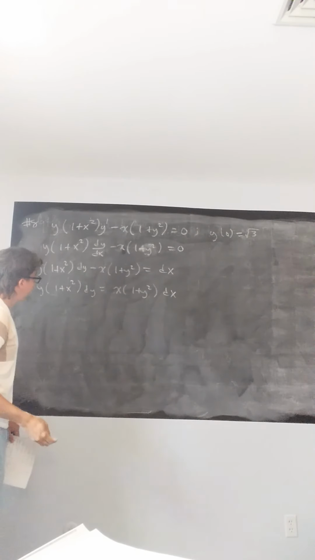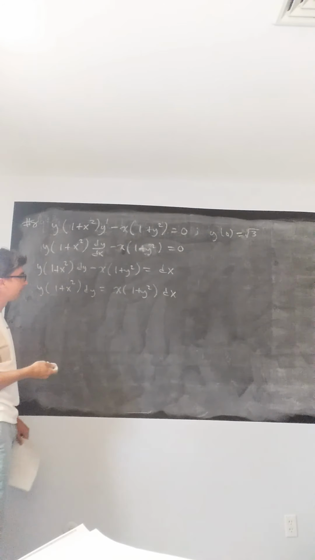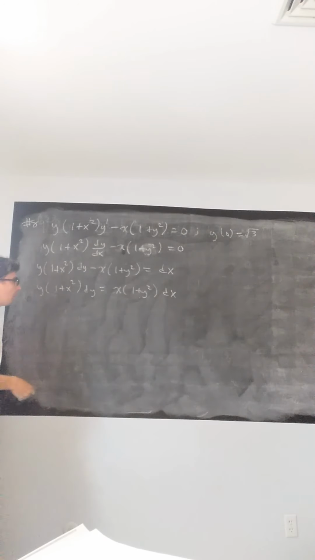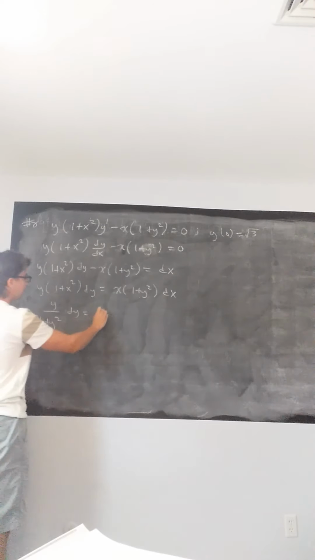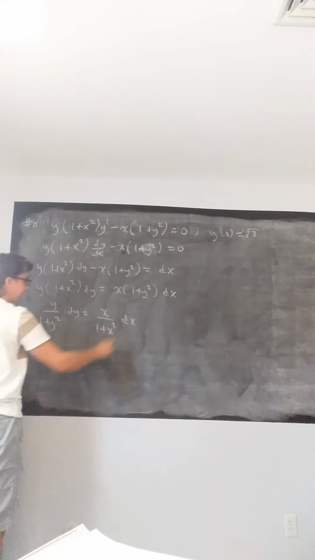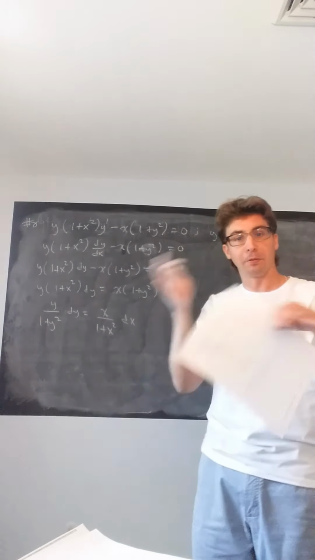And now we're in much better shape because we're starting to see how things are playing out. We're going to do a double swap once again. We want to get this guy over here and this guy over there. So as a net change, you're going to have y over 1 plus y squared dy equals x over 1 plus x squared dx. Because remember, you're dividing, you're swapping both of those, right?